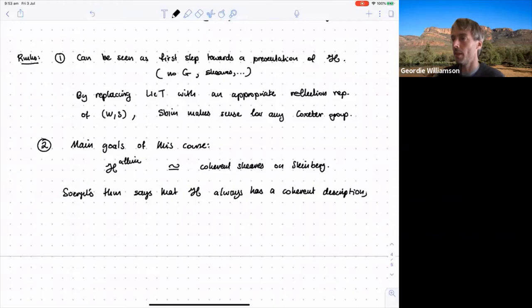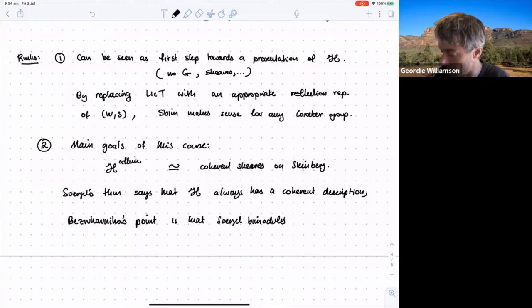But if you ask me what are Soergel bimodules for SL2, the only answer I can give you is that they're Soergel bimodules for SL2. You haven't seen them in mathematical nature somewhere else. Whereas one of the main points of Roman's work, coming from the point of view of Soergel bimodules, is that Soergel bimodules for an affine group have a name somewhere else, namely as some coherent sheaves on a Steinberg variety. So Bezrukavnikov's point is that Soergel bimodules are known by another name in the affine case.